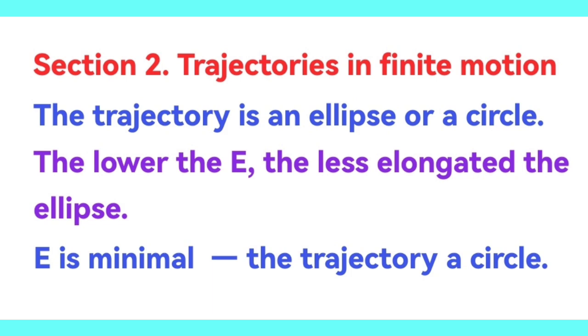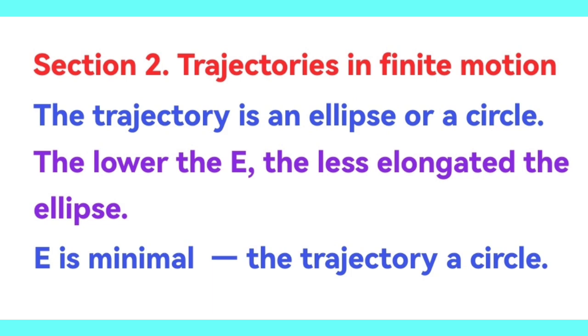Section 2. Trajectories in finite motion. In finite motion, i.e. when the total energy of the particle is less than zero, the trajectory in the attracting field is an ellipse, one of whose foci coincides with the center of the field, or a circle, with a focus in the center of the field. The lower the energy of the particle, the less elongated the ellipse, i.e. the more it approaches a circle in shape.